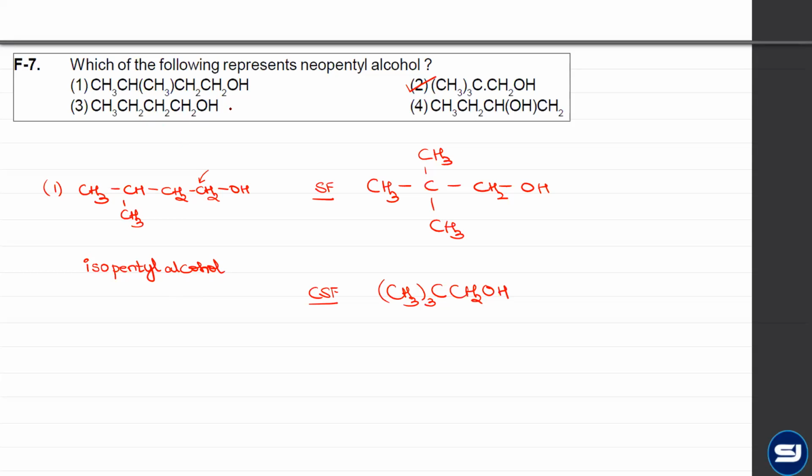ठीक है, थर्ड वन बोलो। N-butyl alcohol. Straight chain of 4 and butyl alcohol. Fourth one, sec butyl alcohol. Sec butyl alcohol.